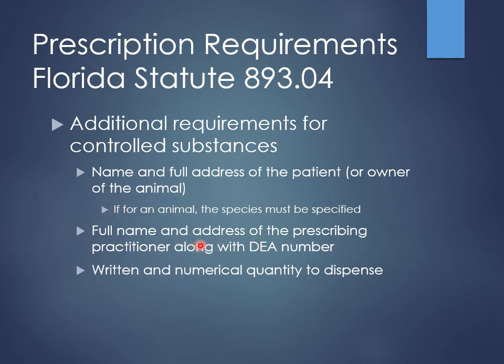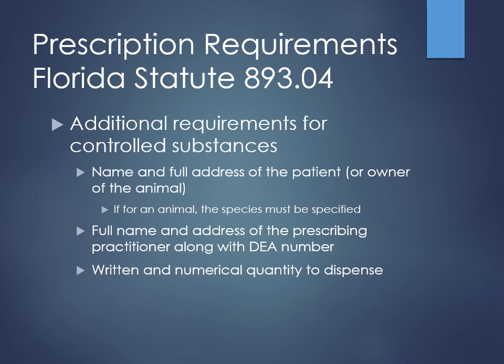Get the full name and the address of the prescriber, right? And then the DEA number is going to be super important as well. You may be able to get your own DEA number, or you may be working under the DEA number of the institution you're working at. It just depends on your setup. And remember, this is where you need both the written and the numerical quantity to dispense, right? You actually write out the number, and then in parentheses the numeral, so that it cannot be mixed up.